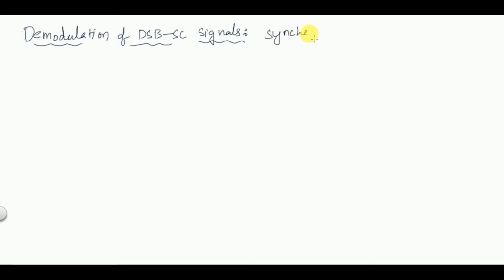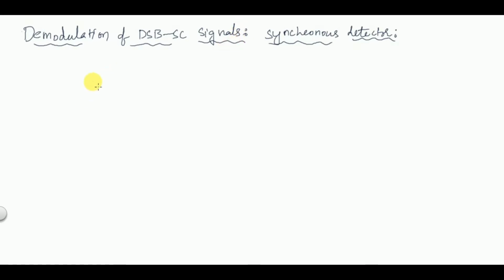So in this video we are going to see demodulation of DSB SC signals. So there is only one method for demodulating DSB SC signal, that is the synchronous detector. Synchronous detector is the detector circuit which is used to demodulate DSB SC signals.